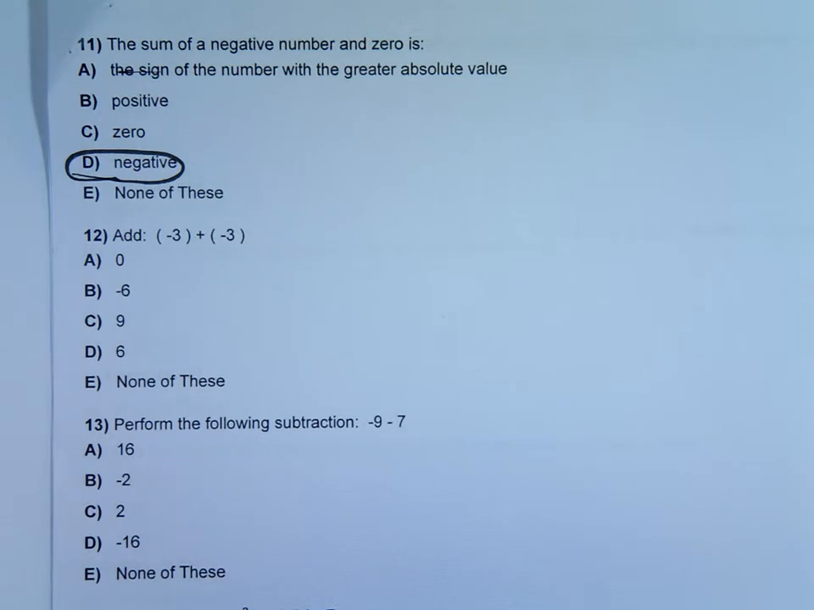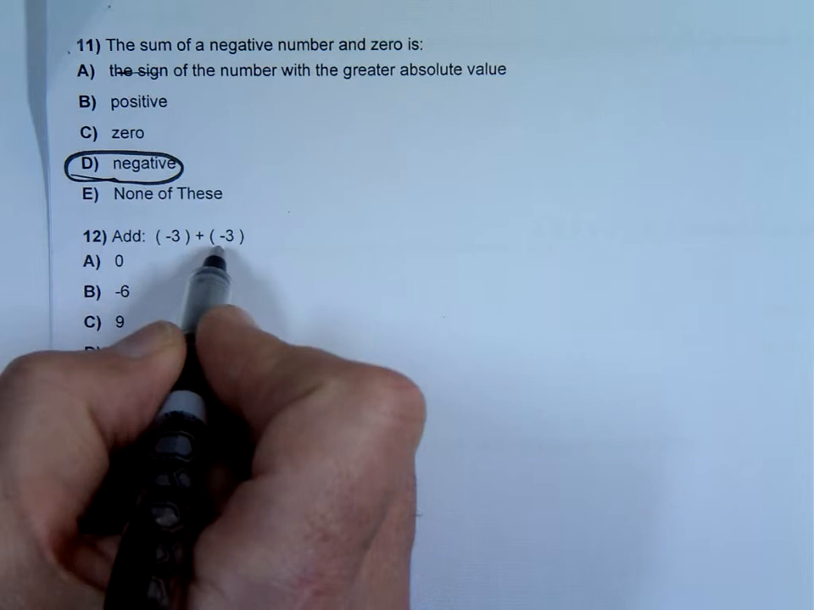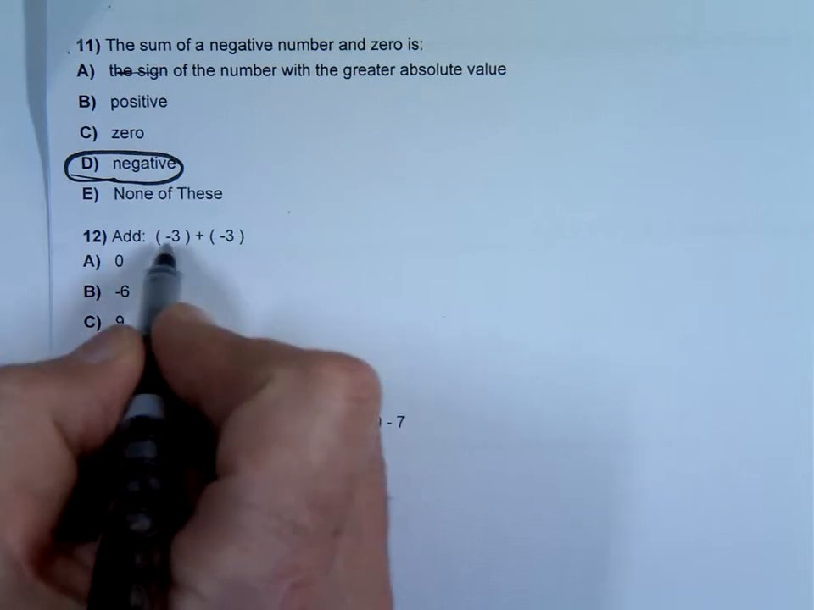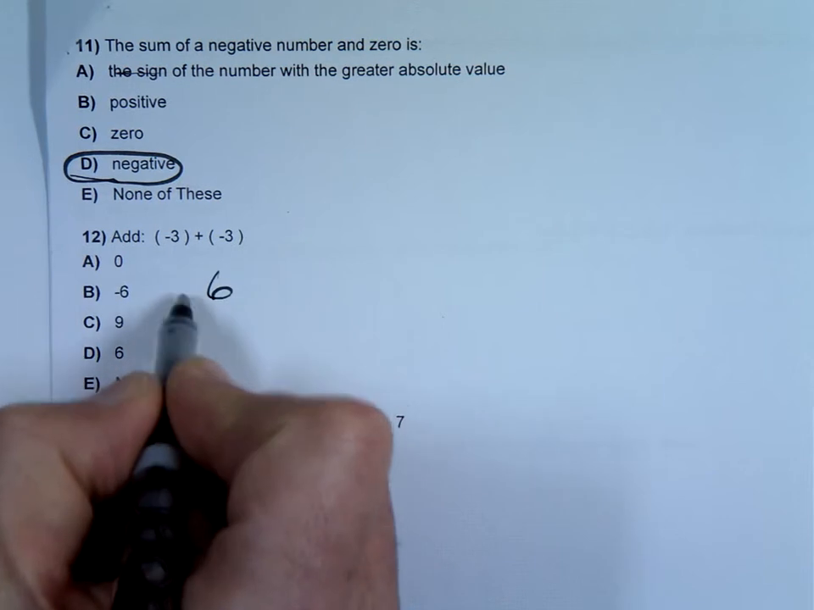Add negative 3 plus a negative 3. Notice these numbers have the same sign. When they have the same sign, you add and what? Keep the sign. 3 and 3, 6, and what's the sign? Negative.